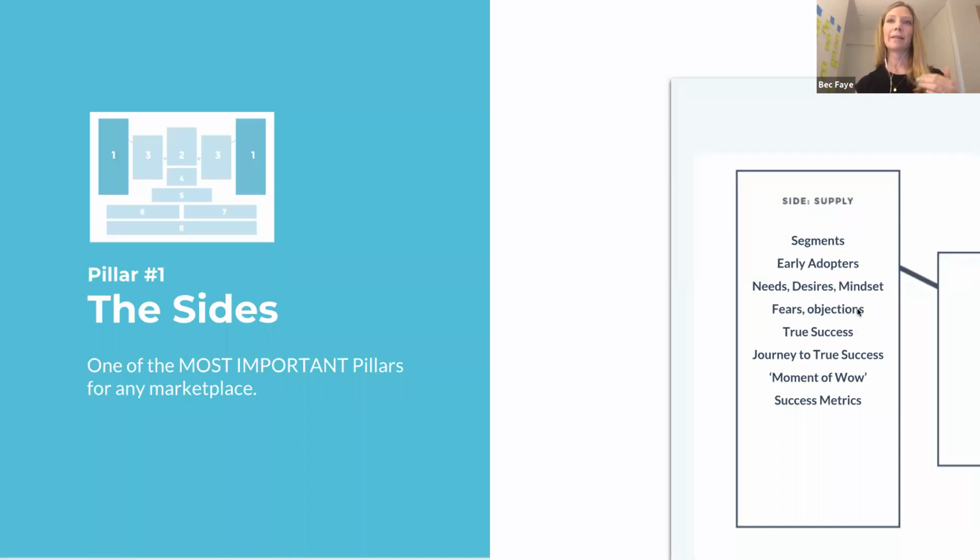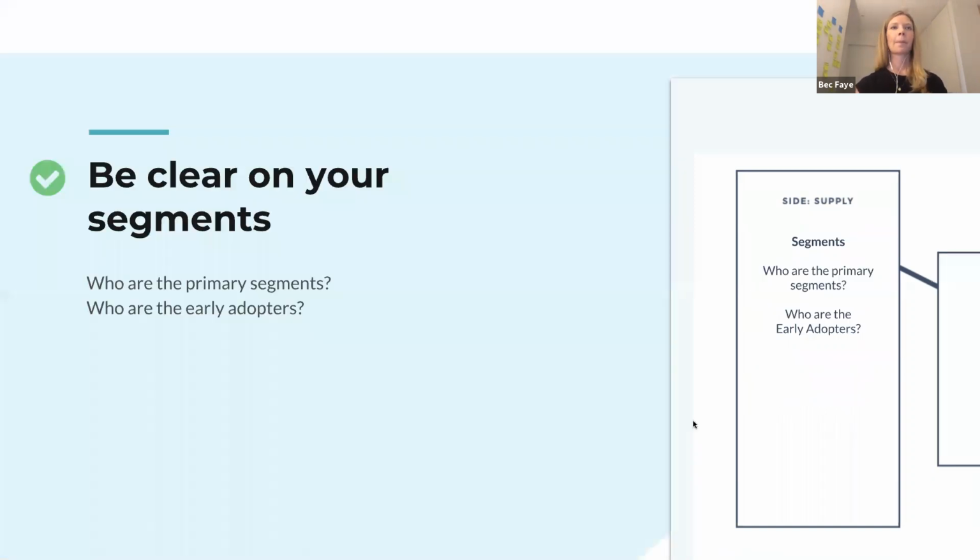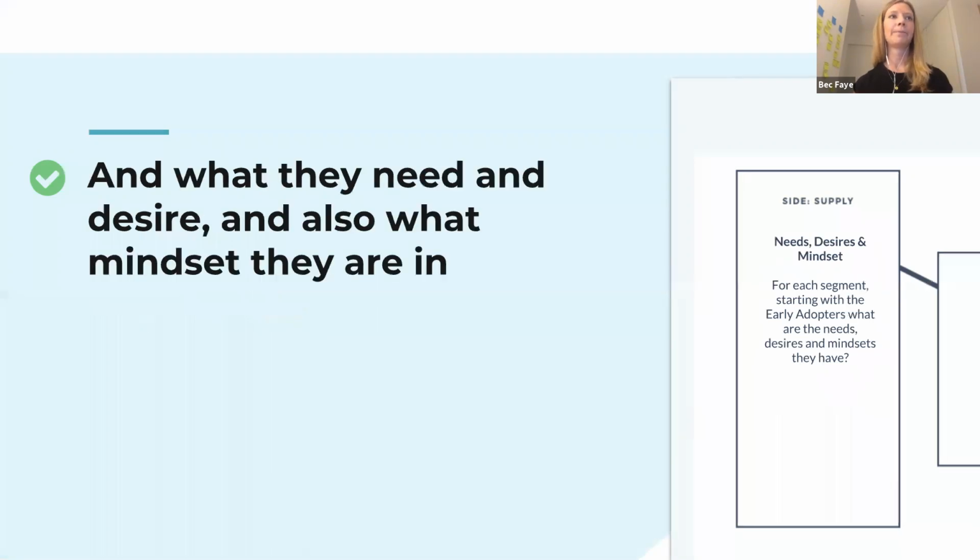Now, the next thing that is really important are your fears and objections, and I'm going to go through these in a lot more detail in a second. Then you've got your true success, your journey to true success, your moment of wow, and your success metrics. So, being clear on your segments. Who are your primary segments? Who are your early adopters? Now, I've just spoken about those, but really understanding those segments initially will help to lay the groundwork that you need. And what do they need, desire, and what mindset are they in?